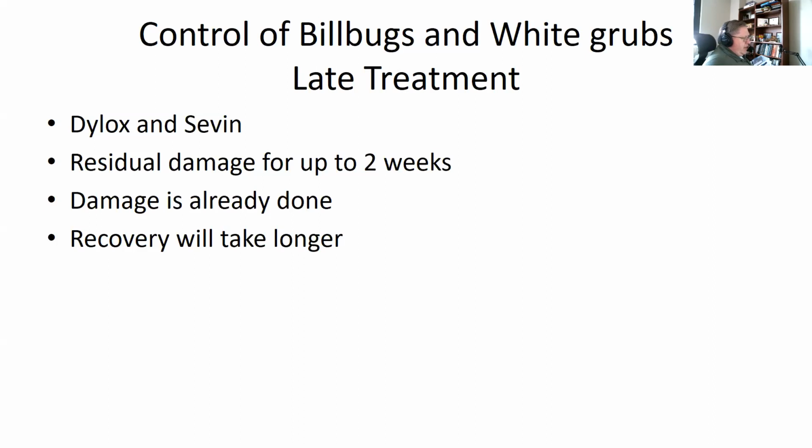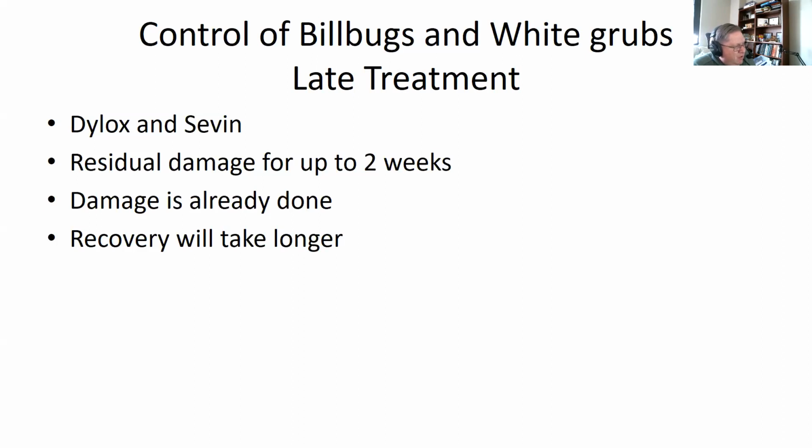These products will say something like 24-hour grub control, but carbaryl and Dylox are the common ingredients in these. You can put them down, but a lot of times you're totally wasting your money, because you've missed that opportunity in April and early May. Sometimes I wouldn't even do them because the damage is done, and it's just something reactionary that makes you feel good that may or may not do any good.